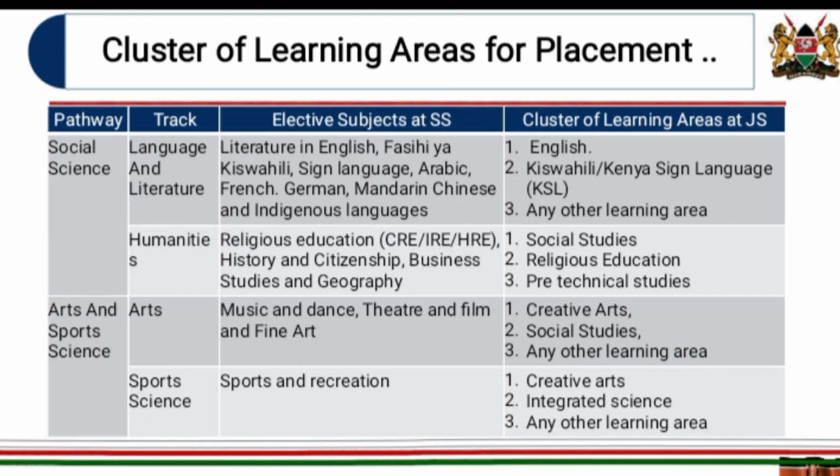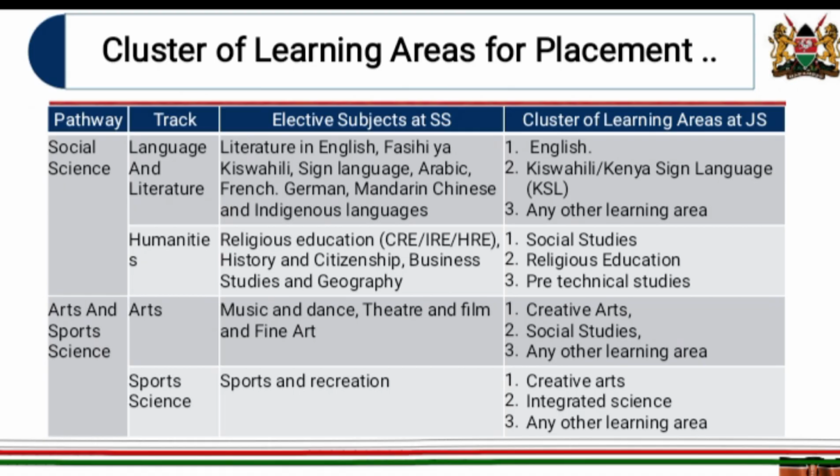So in senior school, this learner will be under art. This learner will be focusing on music and dance, theater and film, and fine art. And in JSS, that's grade 7 to 9, this learner is supposed to be working smart in creative arts, social studies, and any other learning area. Then we have the sport science, that is in senior school, the learner will be focusing on sport and recreation. Then when it comes to JSS, that is in grade 7 to 9, this learner is supposed to be working smart in creative arts, integrated science, and in other learning areas. So let's focus and try to direct these learners in these areas so that we don't mislead them.